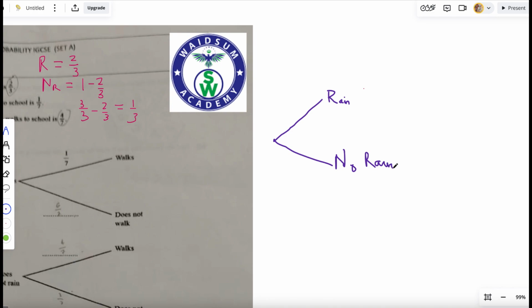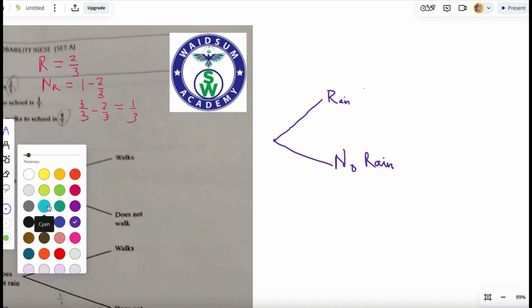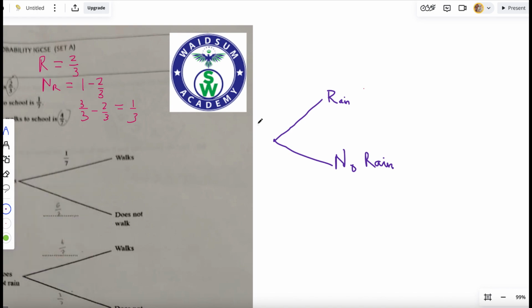Now, the question says the probability that it rains is 2/3. So we're going to write that probability in that space. This branch will be 2/3. This is the branch for raining. Then it does not rain. No rain means 1/3. So we write the probability of no rain here, 1/3. Mind you, they will not give you the probability of no rain. They expect you to fill it up.